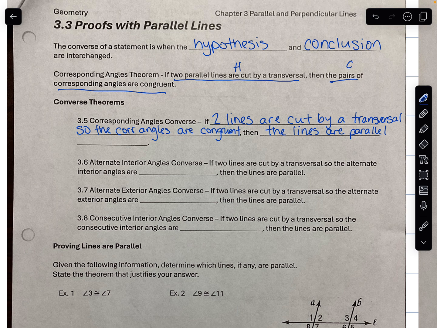All right, the alternate interior angle converse says if two lines are cut by a transversal so that the alternate interior angles are congruent, then the lines are parallel. So essentially, if we have a pair of angles and we know they're alternate interior angles, and it tells us that they're congruent, either marked with an arc or they're both 40 degrees, then we can say the two lines are parallel because of this statement. Yes? That's all we're saying here, okay?